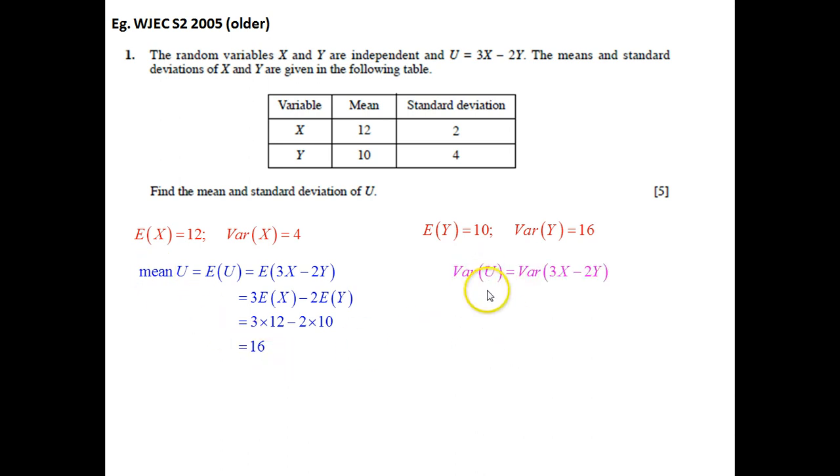The variance of u, so I want the variance of the combination. I take the variance in and I square the coefficients. So I've got 9 times the variance of x plus 4, as minus 2 squared is plus 4, times the variance of y. Put the values in. I get 9 times 4 plus 4 times 16 giving me 100. Therefore the standard deviation is the square root of that, which is 10. So a plain combination there.